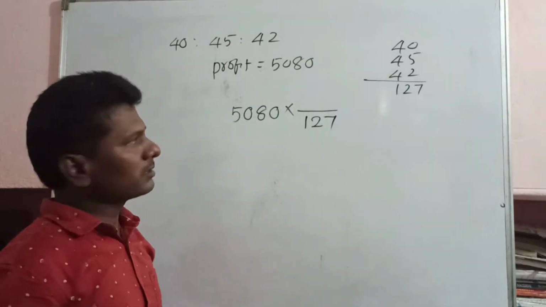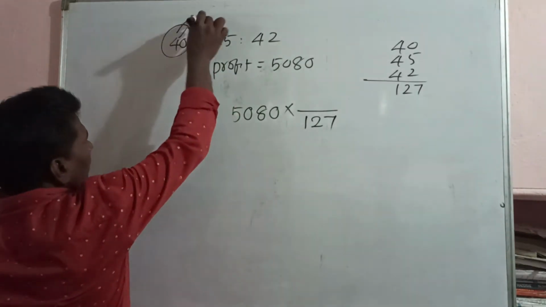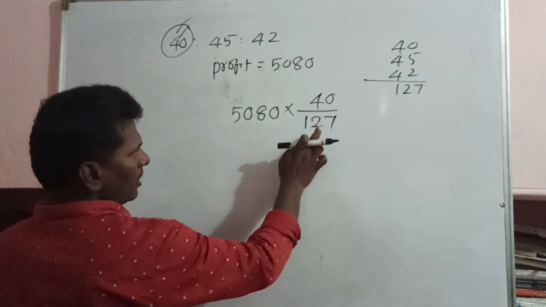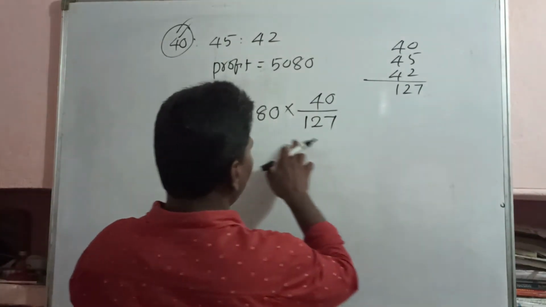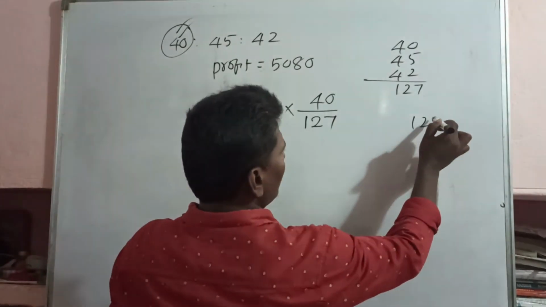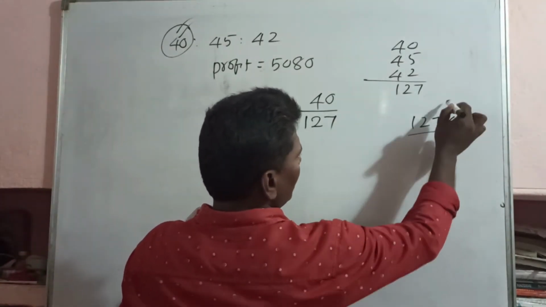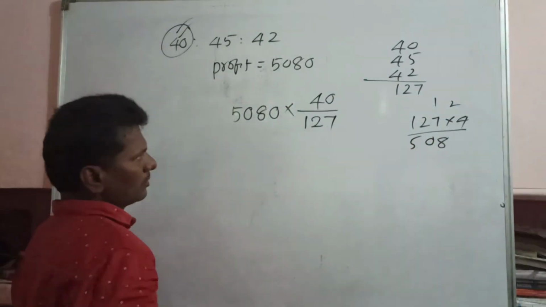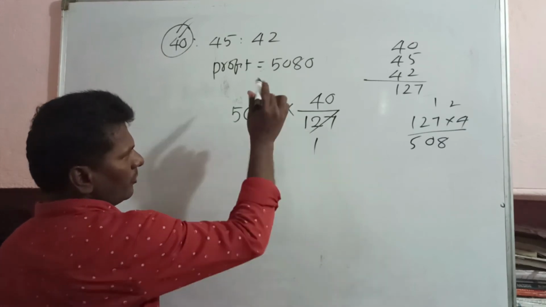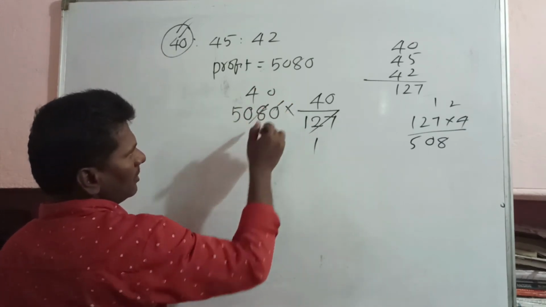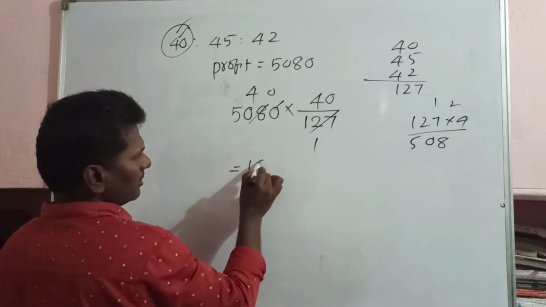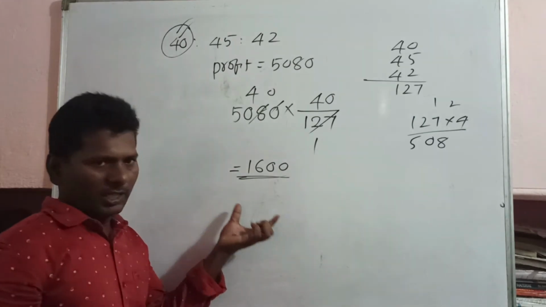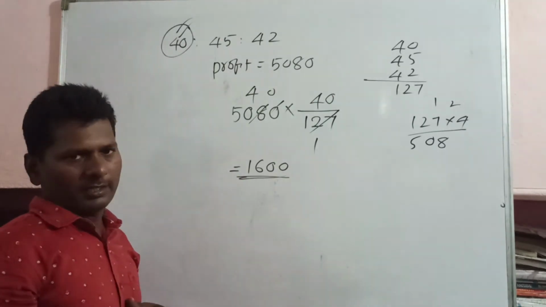Out of these total parts, A should be given 40 parts. So here I am writing 40 over 127. I have to multiply this by 5,080. 127 into 4 times, that is 4 4s are 16, 1600. So A's share out of the total profit is 1600.